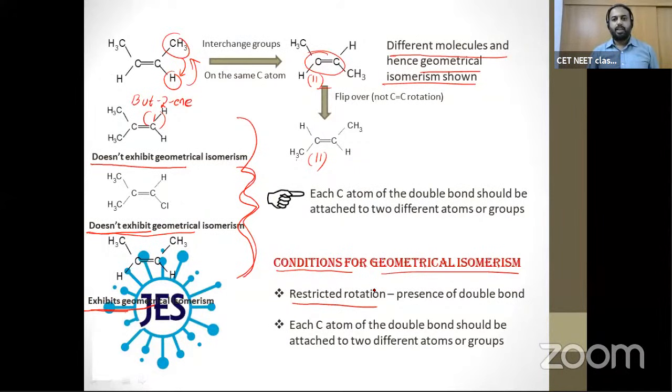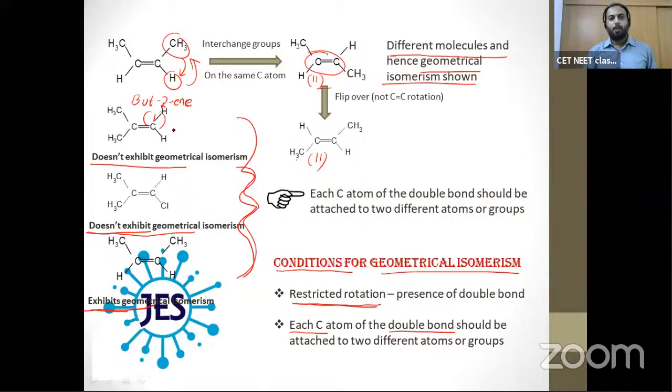So because of that restricted rotation, you can't have groups interchanged, and that's one condition for geometric isomerism. What's another condition? This is another important condition. Each carbon atom of the double bond should be attached to different atoms or groups.